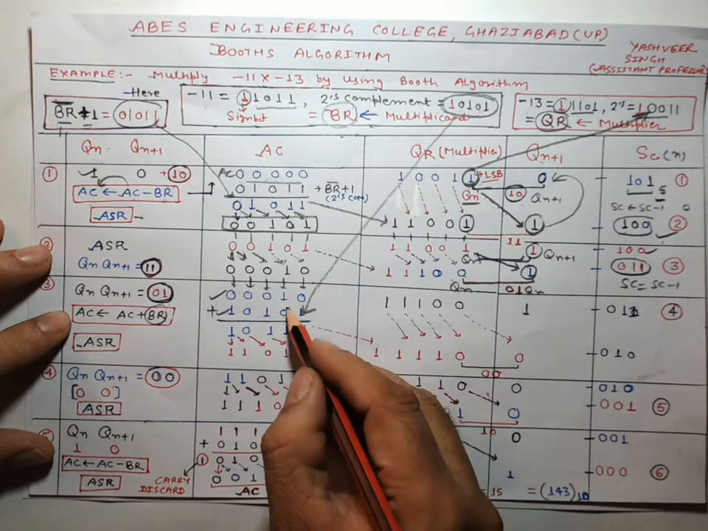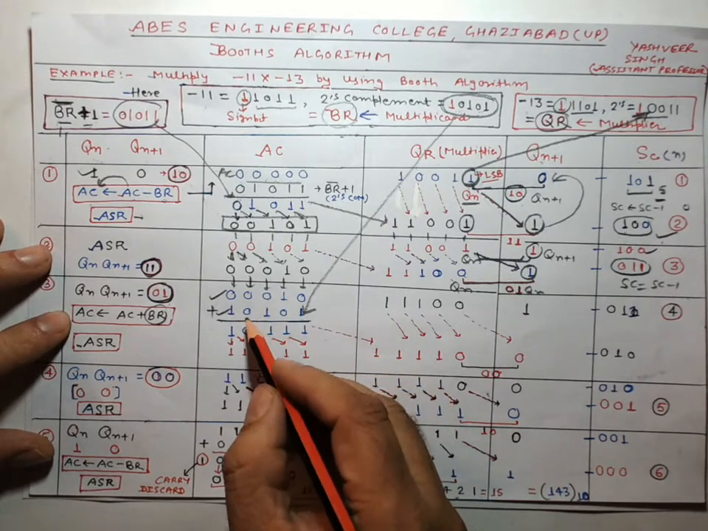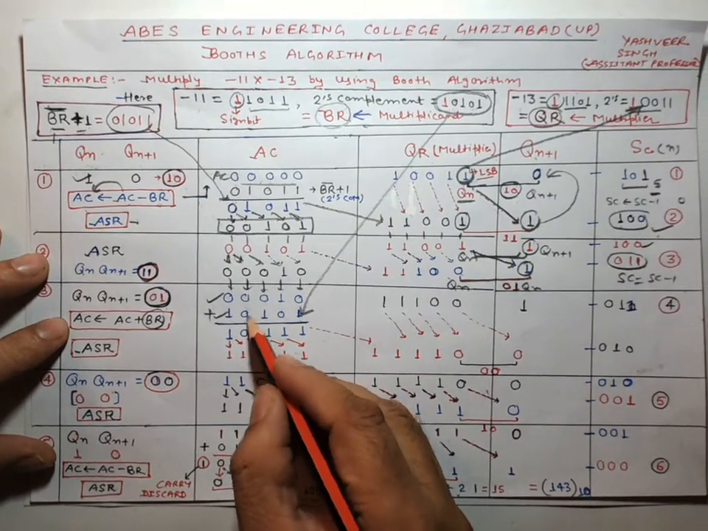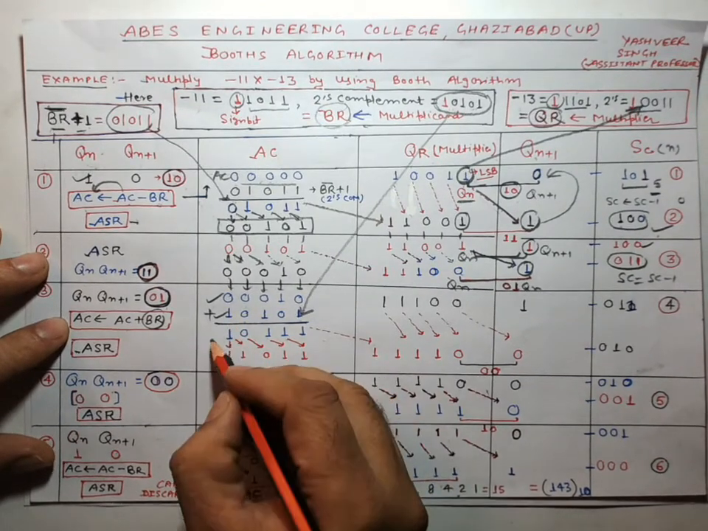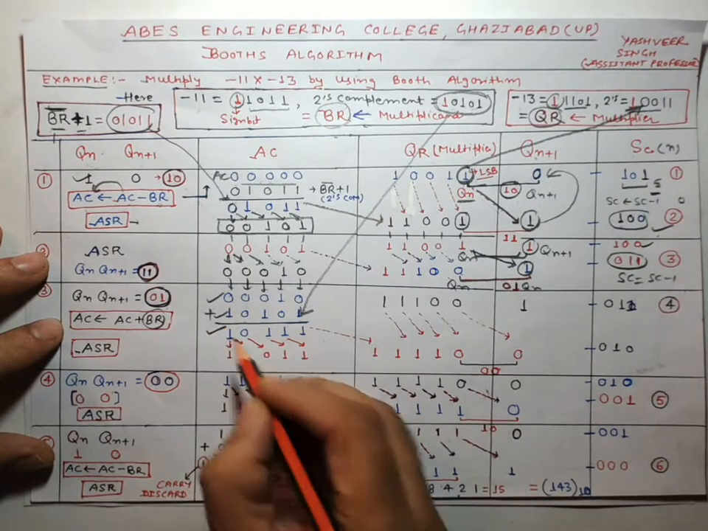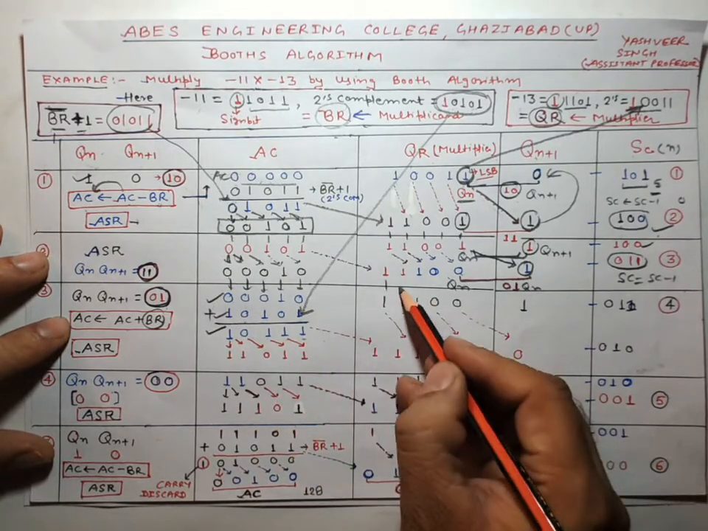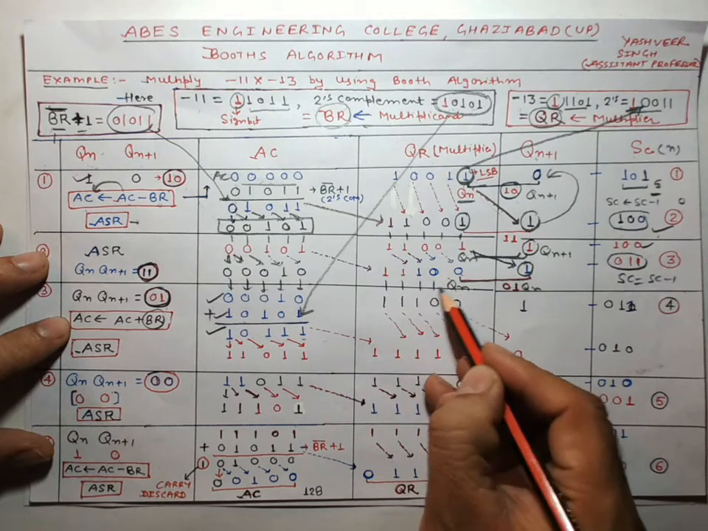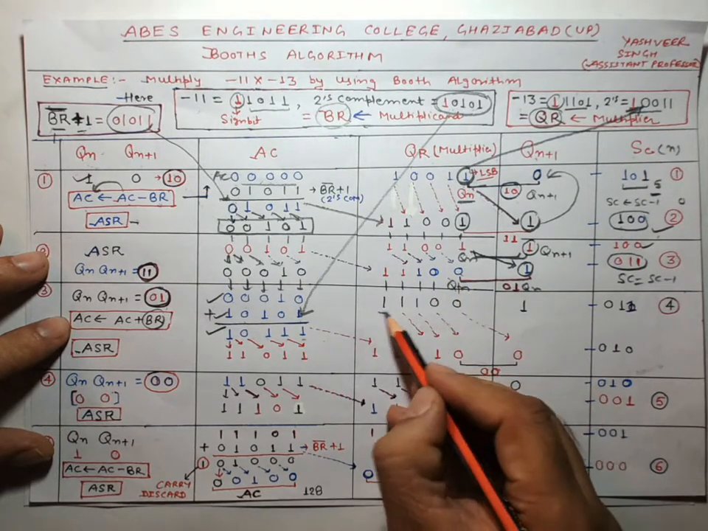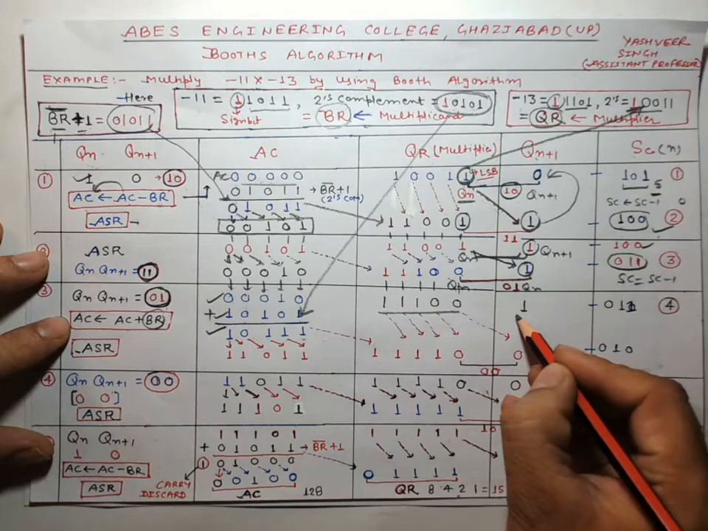0 plus 1 is 1, 1 plus 0 is 1, 0 plus 1 is 1, 0 plus 0 is 0, 0 plus 0 is 0, 0 plus 1 is 1. The new value of AC is this. Okay, 1 0 1 1 1, okay, here 1 1 1 0 and 0. This is the value of the QR, and this is the value of the Qn plus 1.